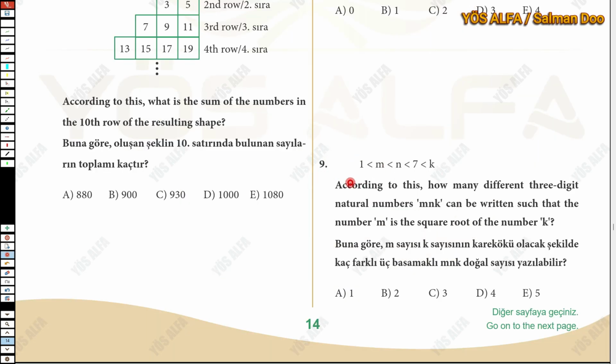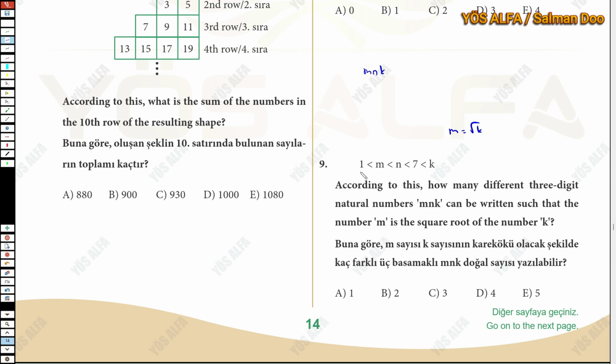9. This expression is given. How many different 3-digit natural numbers m and k can be written such that the number m is the square root of the number k? So that's the most important part. So m is square root of k. And we're asked to write different m and k. So how many different m and k's do we have?